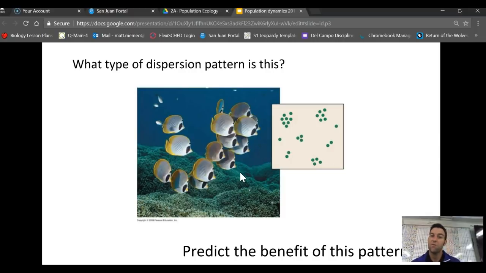But maybe you can think of one more. So in your targets, make sure you have why. Why do we see this in nature? Another one, and there it is, so clumped.